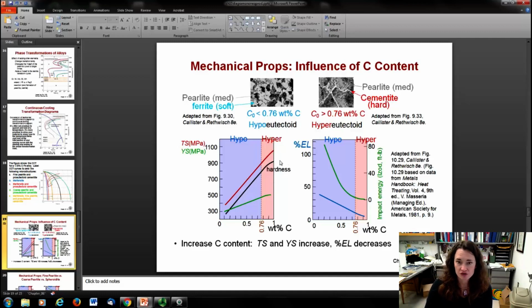So as you increase the percent by weight of carbon, you go from a lower to a higher tensile strength, and from a higher to a lower ductility. Remember, these things are the inverse of one another. So the more you increase your tensile strength, the more you decrease your ductility, and vice versa.